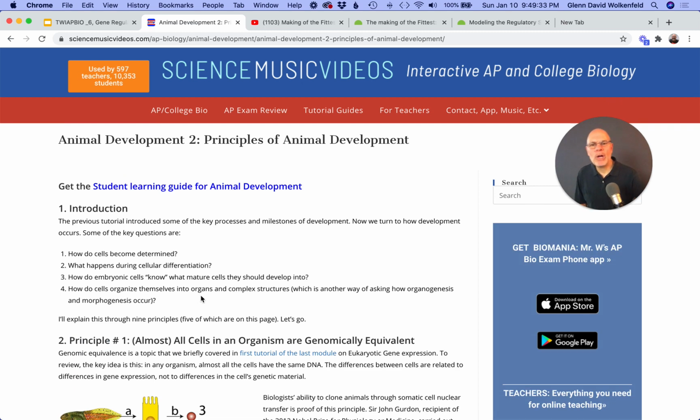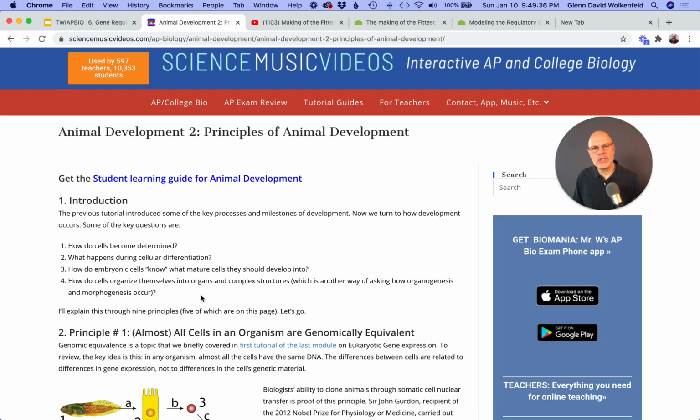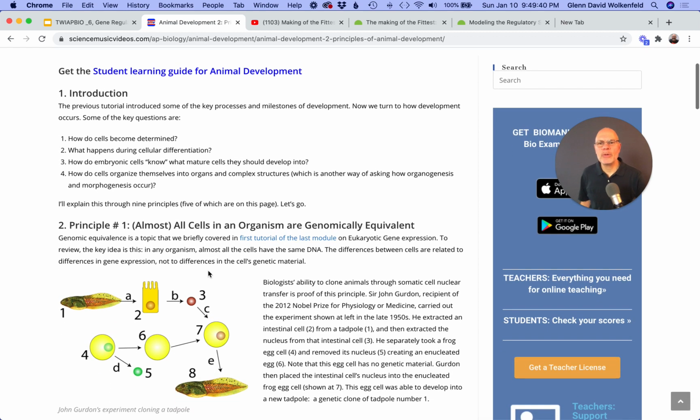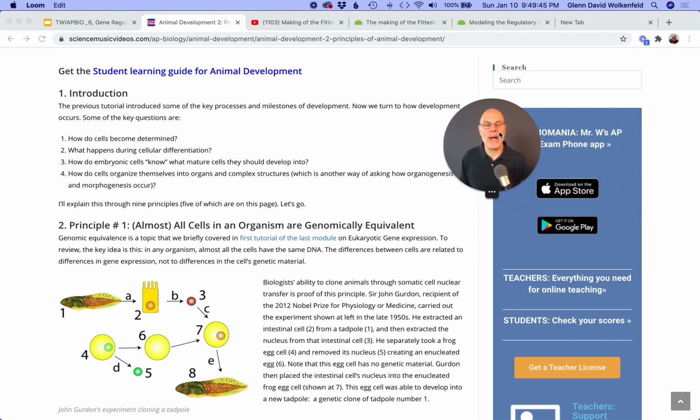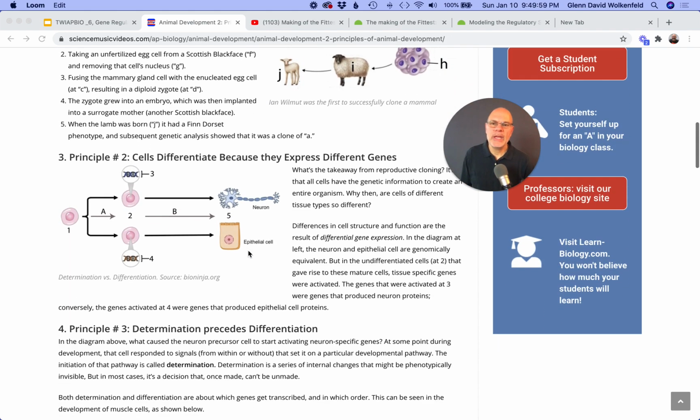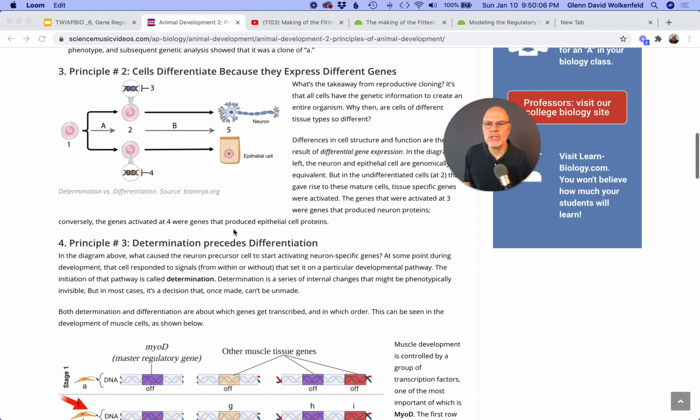Then what I do is I run students through a bunch of principles of animal development. And those first principles I'll take you through is that there's genomic equivalence. All of the cells in your body are genetically the same, except for gametes, of course. But they're different because they're expressing different genes. And how do we know about genomic equivalence? Because of cloning. So talk about cloning up at the top. Then more about how cells are different because they're expressing different genes.